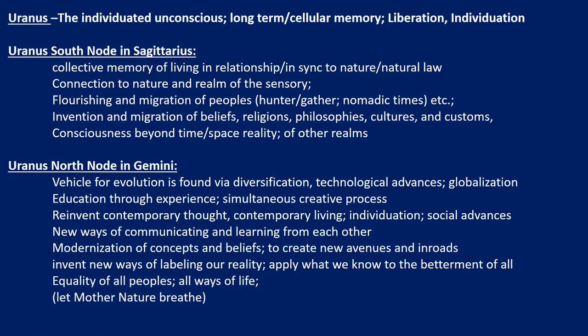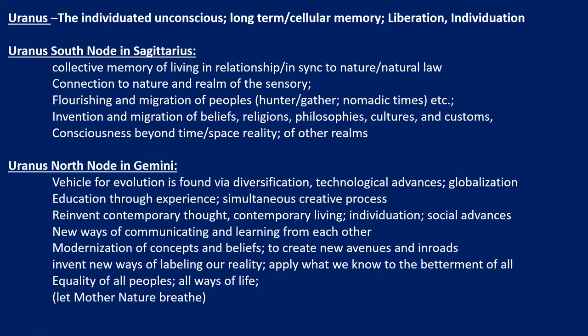The Uranus South Node in Sagittarius. Sagittarius is the archetype of nature and of natural law. It's the intuitive component as well. So here we have the Uranus South Node in Sagittarius, representational of the collective memory of living in relationship, or in sync, to nature and natural law. This is our connection to nature and to the realm of the sensory or intuitive faculty, right?